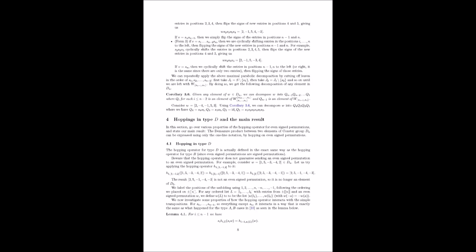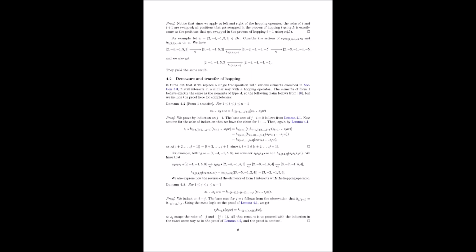They even provide an example to illustrate this issue. They take the even signed permutation 1, 5, -3, -4, 2, and apply a specific hopping operator to it. As they walk us through the steps, we see that the result 2, 5, -1, -4, -3 has an odd number of negative signs, meaning it's no longer an even signed permutation. So the hopping operator can lead us astray in type D. It seems like this hopping idea might be a dead end.